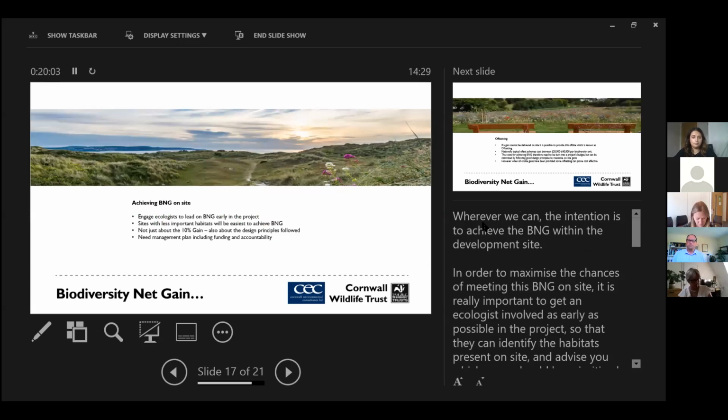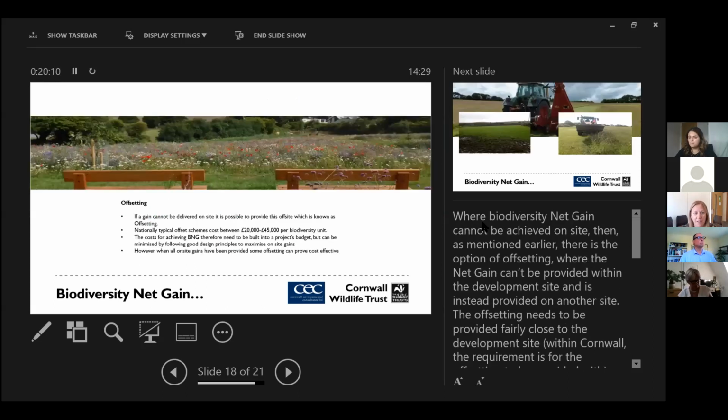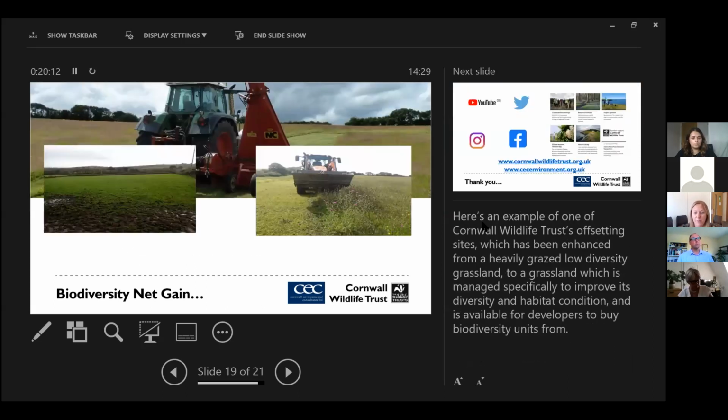So that's a bit of information on the screen about how you achieve BNG. I think I've got about a minute left, so I'm just going to skip through some of these slides. This is an example of a biodiversity net gain site that Cornwall Wildlife Trust has, and any developers on the call who want to have a chat with us about achieving biodiversity net gain, do get in touch with us.